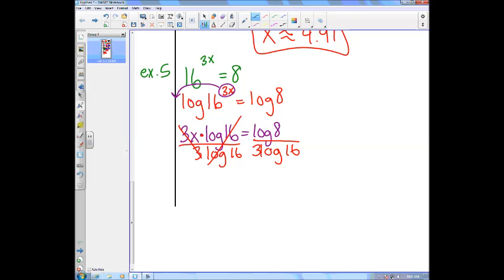You know why that's allowed? What's between the 3 and the x? Multiplication. And we have multiplication here. So we're allowed to divide anything that was being multiplied.